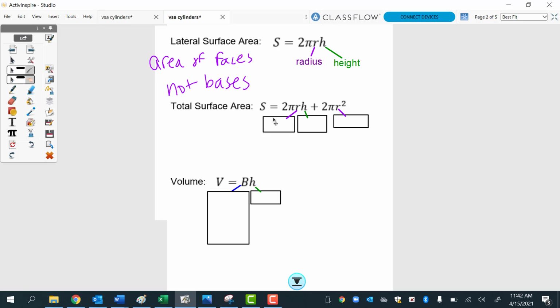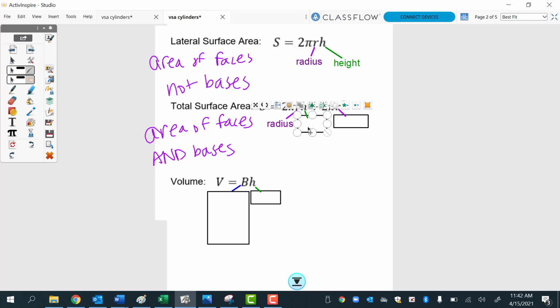The total surface area. So total surface area we know is area of faces and bases. Okay, great. So our formula is 2 pi R H, which is the same as the lateral. So R is still radius, H is still height, plus 2 pi R squared, because this is the area of the bases. And we know the bases are circles, so pi r squared, where r is the radius. Great. So we would type all that in, we would get an answer.